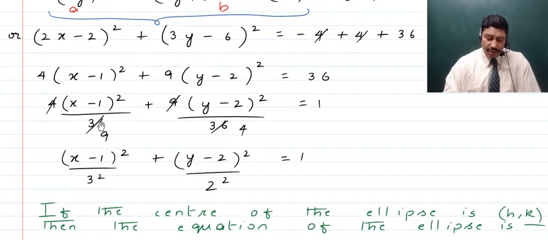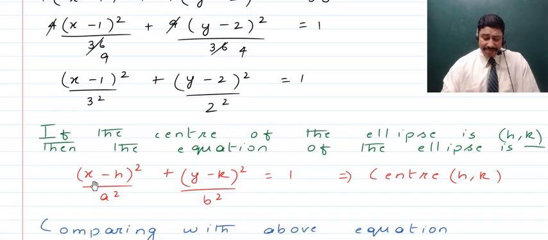Now children, 4 cancels 36 9 times and 9 cancels 36 4 times. As such, this becomes x minus 1 whole square divided by 3 square, that is 9, and y minus 2 whole square by 4, that is 2 square, which is equal to 1. Now this can be compared with x minus h whole square upon a square plus y minus k whole square upon b square is equal to 1.